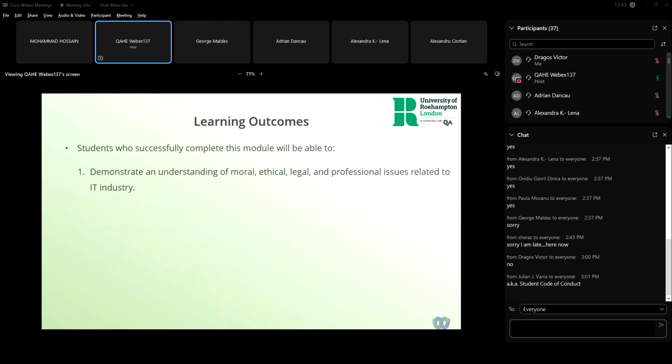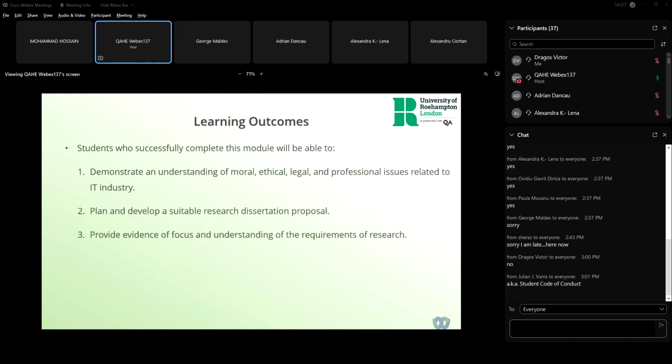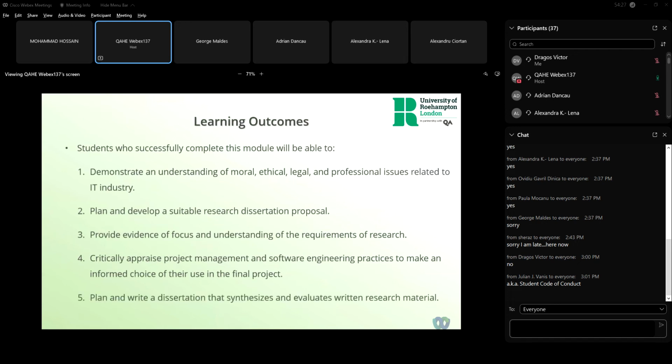So at the end of this module, assuming you have successfully completed it, we would expect you to have a very good understanding of moral, ethical, legal, professional issues as they relate to the IT industry, but also way beyond, right? Be able to create a research proposal. Be able to show that you have a focus and understanding of research requirements, appraise project management and software engineering practices, and apply them to your final year project.